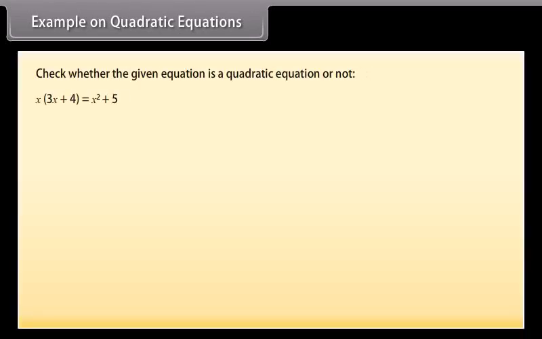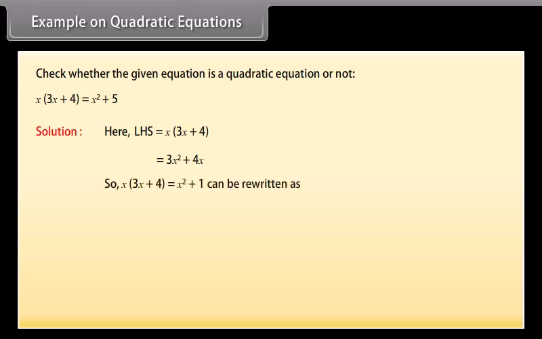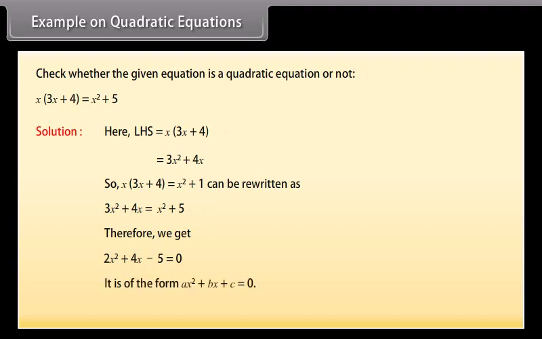Example on quadratic equations. We will now check whether the given equation is a quadratic equation or not. Solution. Here LHS is equal to x into 3x plus 4, which is equal to 3x square plus 4x. So, x into 3x plus 4 equals x square plus 5 can be written as 3x square plus 4x is equal to x square plus 5. Therefore, we get 2x square plus 4x minus 5 is equal to 0. It is of the form ax square plus bx plus c is equal to 0. So, the given equation is a quadratic equation.